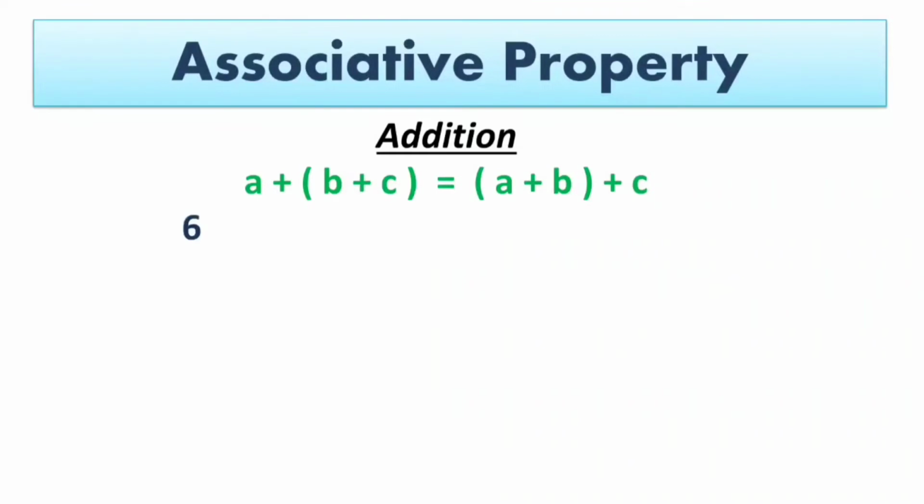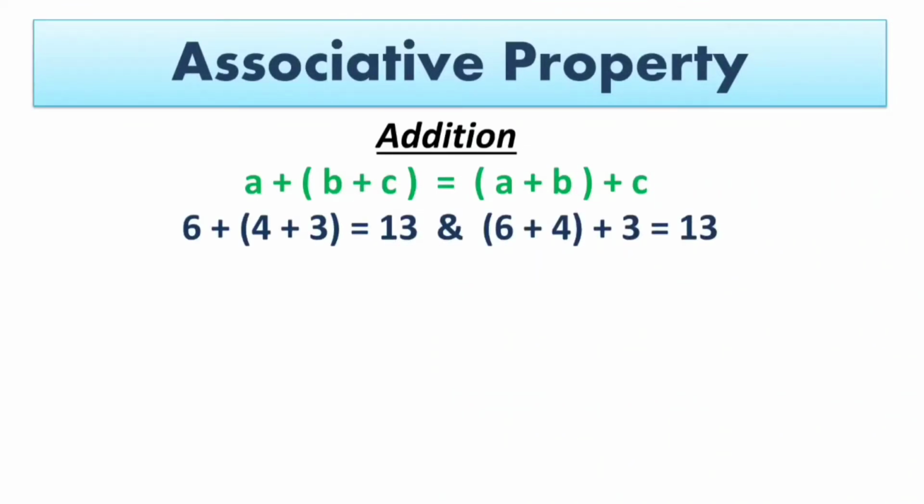Now let's verify it with example. So 6 plus (4 plus 3) equals 13, and (6 plus 4) plus 3 equals 13. Means in both type of grouping answer is same.